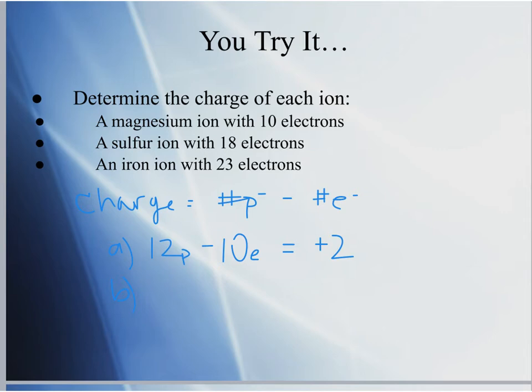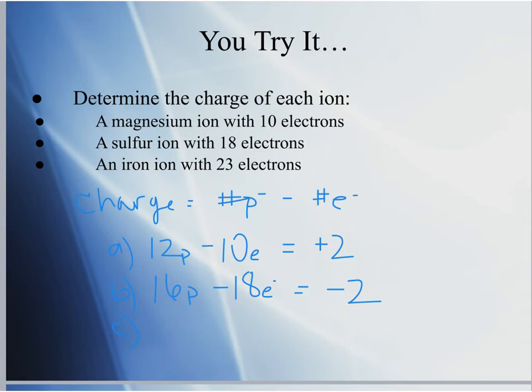The second one, sulfur. Sulfur has 16 protons, and in this particular ion, it has 18 electrons. So 16 minus 18 is negative 2. So the charge on this one is negative 2. Now it's got 2 extra electrons than protons, so it's a negative charge.